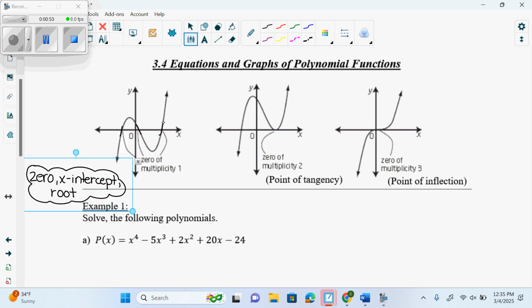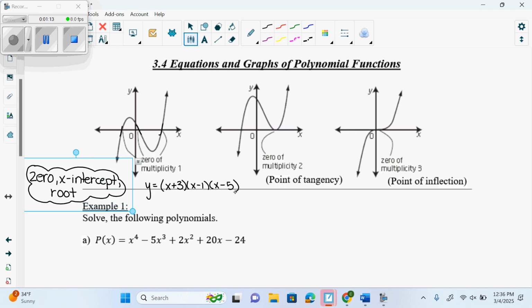So an example of this equation could be like x plus 3, x minus 1, x minus 5. So my actual x-intercepts are at -3, 1, and 5, correct? And there's only 1 at each, so go straight through. Yeah?